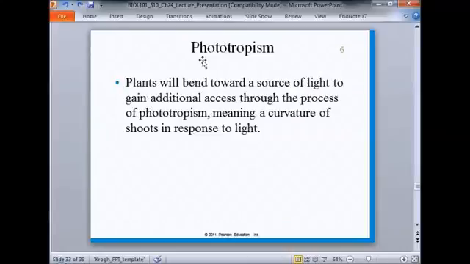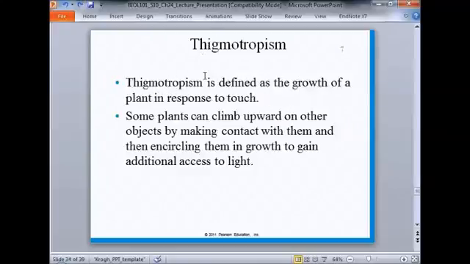Phototropism, that's what I just mentioned before, a plant's ability to grow toward light. There's also thigmotropism. This is defined as the growth of plants in response to touch. There's two ways this works. One of the ways is through plants want to touch something.